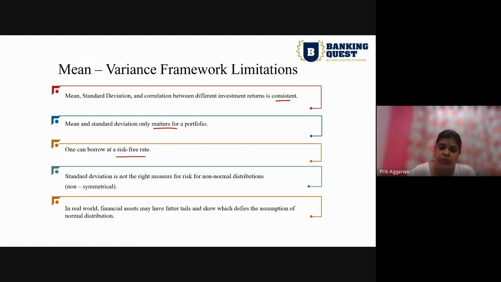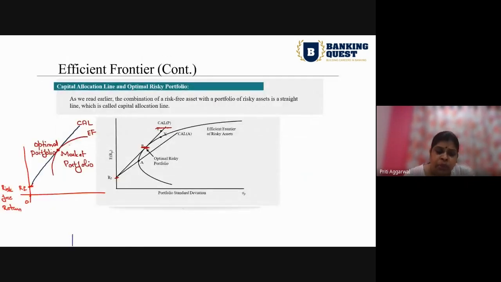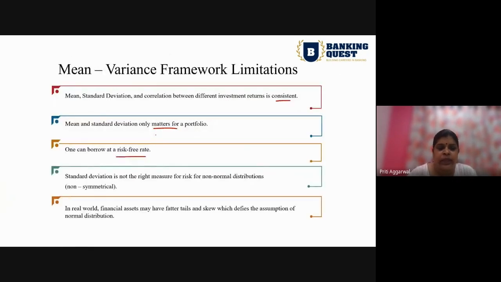So when we talk about a CAL, right? Till here, I will be using my money, but when it goes above your market portfolio, it will be through the money I borrow. I will be borrowing the money to invest in these portfolios, right? So here that is what it is saying, that one can borrow at a risk-free rate, which is not always possible.